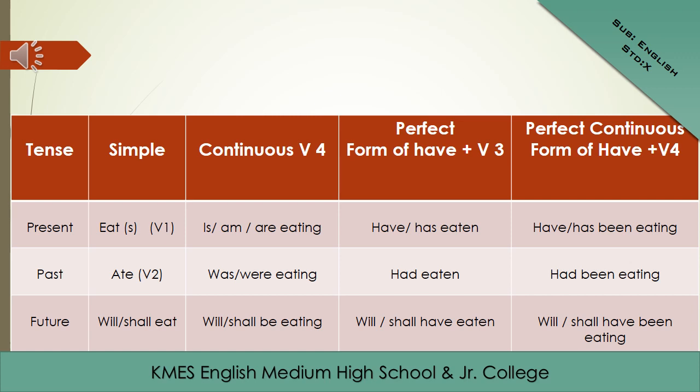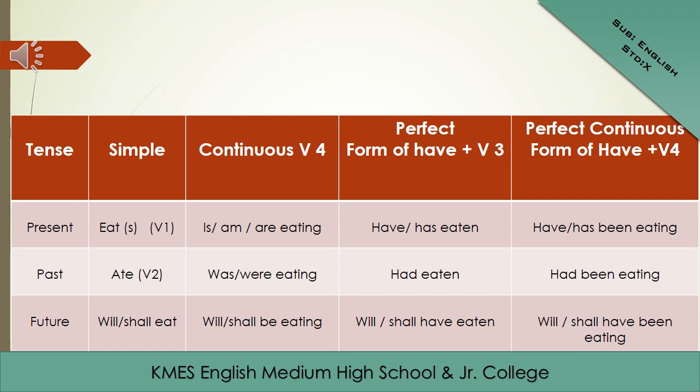Fine. Next what we have is perfect continuous. I told you it is a combination of perfect and continuous. That means a form of have plus ing form of the verb, and one more thing we have added, that is been. So here if it is present perfect continuous, we'll be using either have or has according to our subject, plus been plus ing form of the verb, as it is continuous tense.